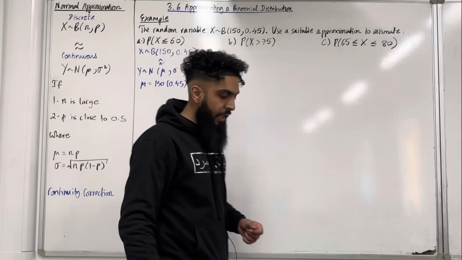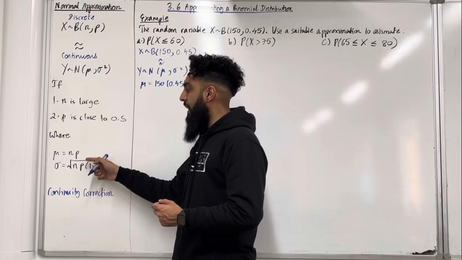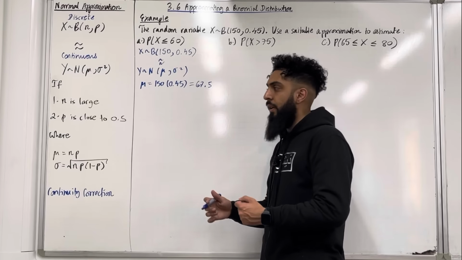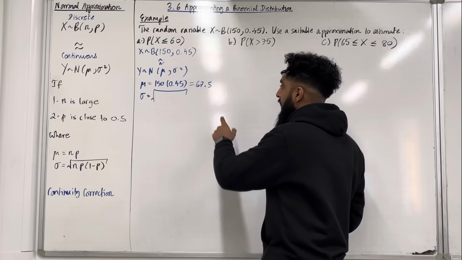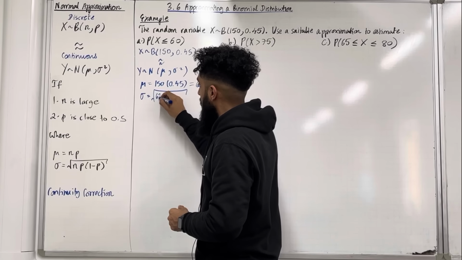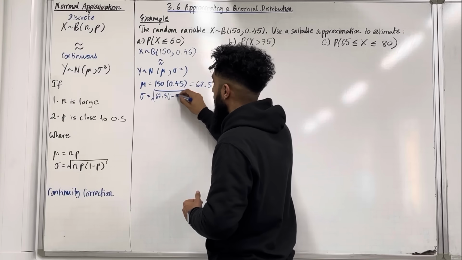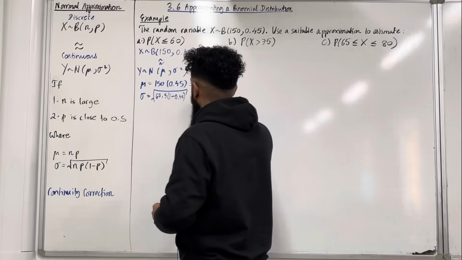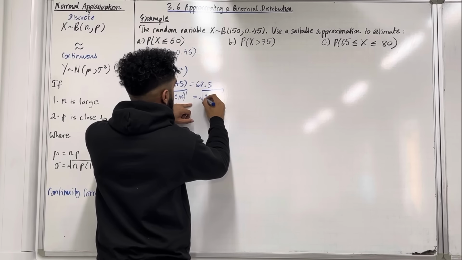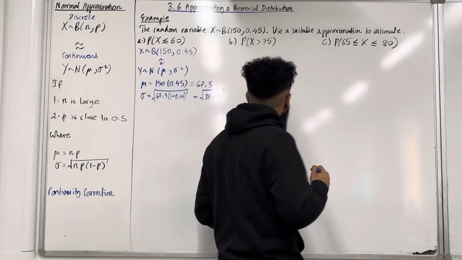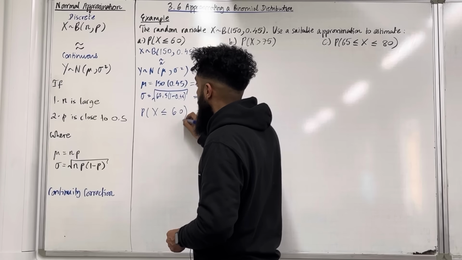How do we calculate the standard deviation sigma? Well, we apply this formula over here: the square root of n multiplied by p multiplied by (1 minus p). So sigma, the standard deviation, is given by the square root of np, which is 67.5, multiplied by 1 minus my p-value, which is 0.45. If I put this into my calculator, I get that the standard deviation sigma is equal to the square root of 37.125. What we're trying to calculate is the probability that X is less than or equal to 60.